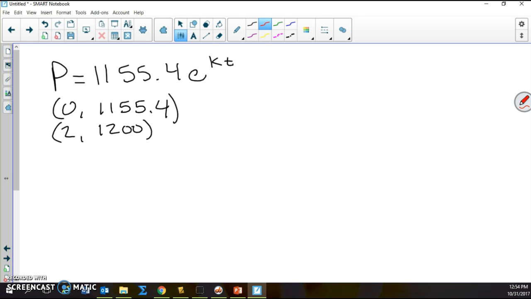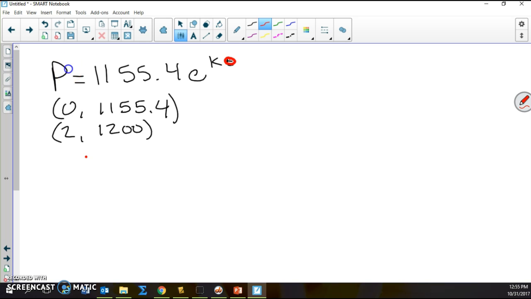And I want you to see and realize how we came to get the first point. When time is 0, we know that k times 0 is just 0. e to the 0 is just 1, giving us our first value, 1155.4. So what we're going to do here in part A, find the value of k for the model, rounding your result to the nearest 4 decimal places, and in part B, we're going to use our model to make a prediction for 2015.